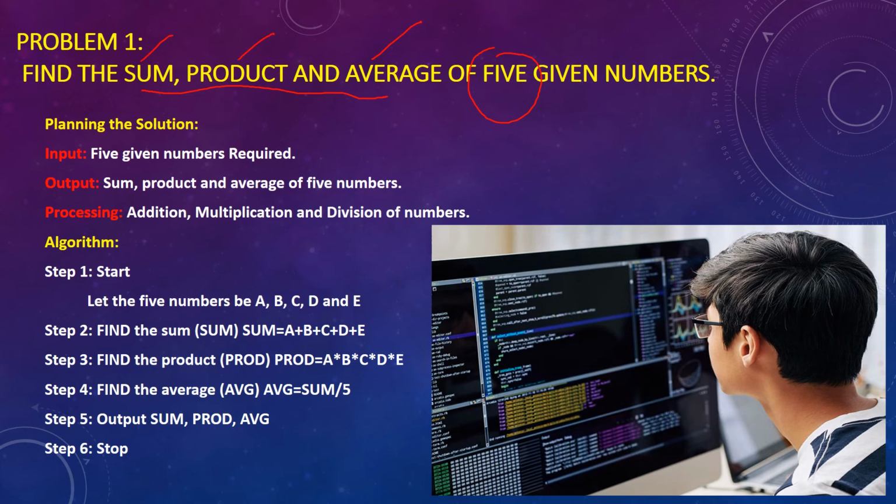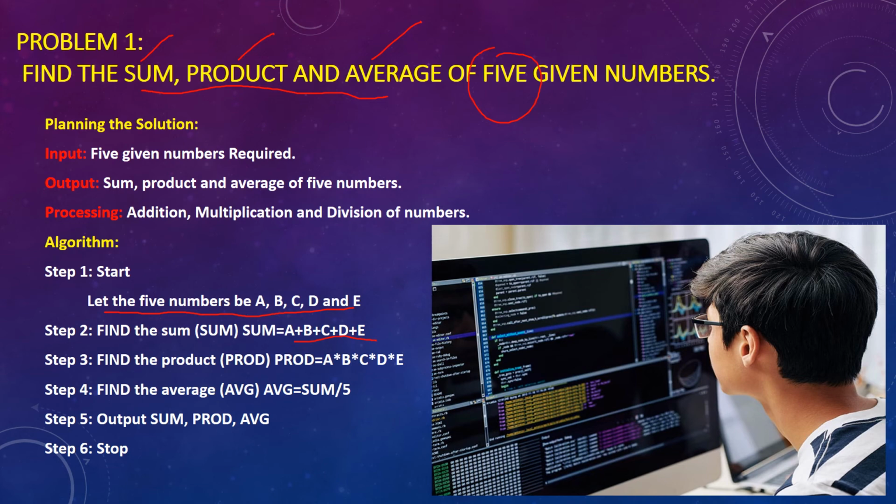Now we are going to write the algorithm. For this purpose, we will write step 1, that is start. Let the 5 numbers be A, B, C, D and E. These are the inputs. You can see that 5 inputs are given in the algorithm question. So we are going to assume the variables for it, that is A, B, C, D and E. Step 2, find the sum, that is sum is equal to A plus B plus C plus D plus E.